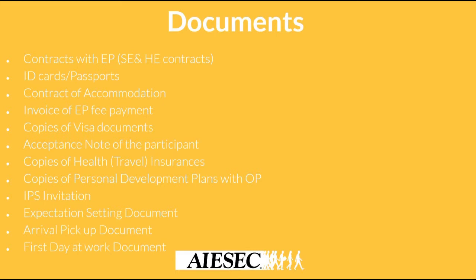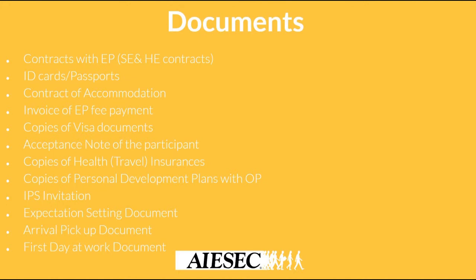Contract of accommodation. So yes, you need to provide the contract that has the name of the accommodation and the dates, and something that proves that this EP stayed in this accommodation. Invoice of EP fee payment. Once the EP pays the EP fee, you need to provide a receipt, so you can keep that document. Copies of visa document as well as copies of health insurance, like OGV, you need to provide a copy. And if the EP doesn't have it yet, you can just provide their tickets and any kind of proof for the health insurance that you're tracking the process.